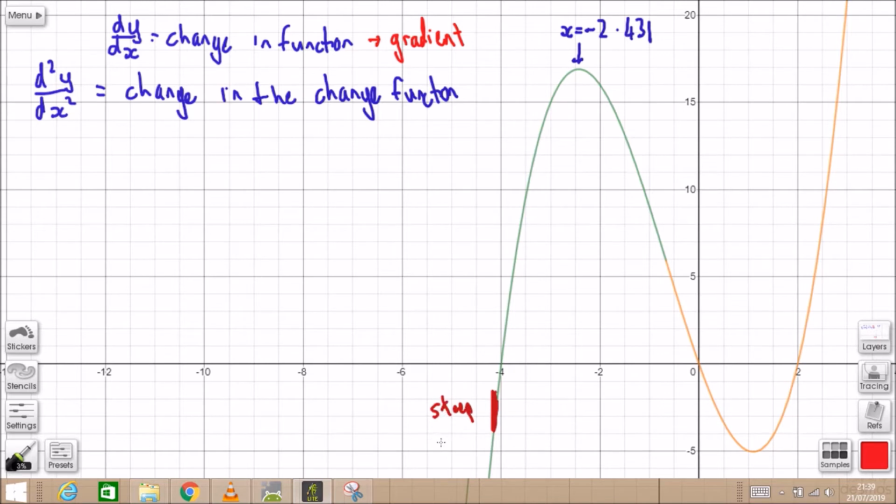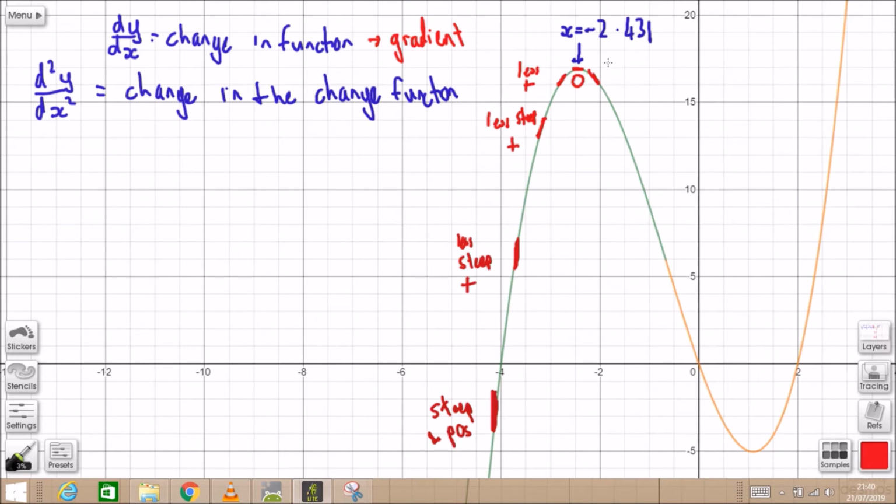If we look at this first point, it's steep and positive. We'll take another point further along, still steep but less steep, still positive. Next point, less steep again, then less steep, and then 0. Positive all the way, but getting smaller and then ending up at 0.